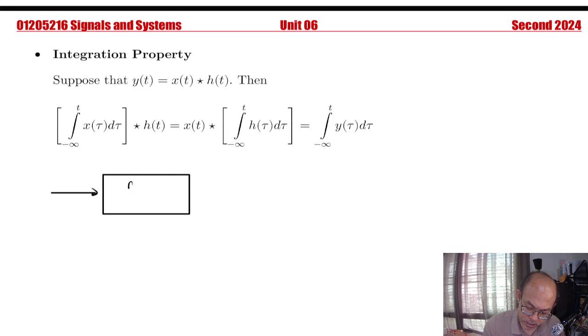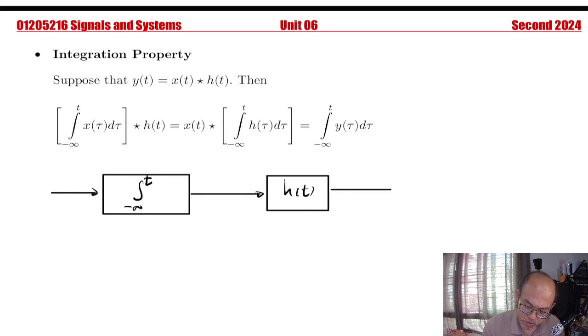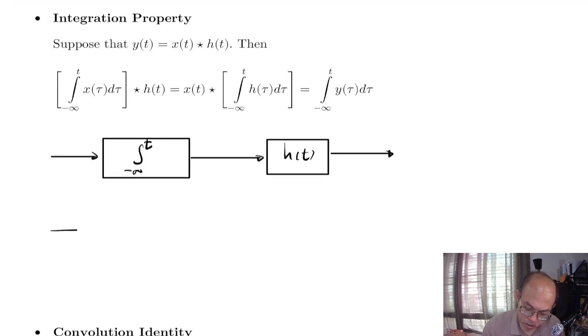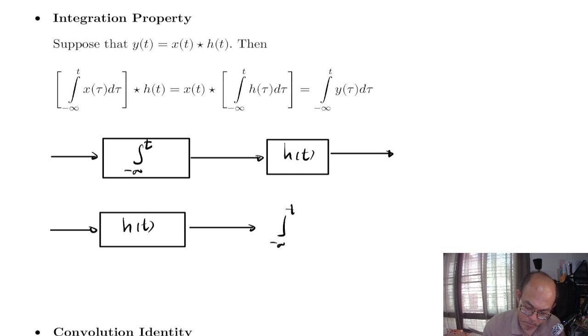we integrate the input, and then we put it into the system h, and we record the result. On the other hand, if we put it into the system first and then perform the integration, record the result again, okay, the result would be the same.